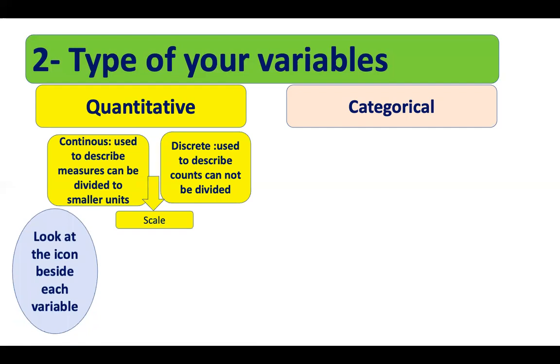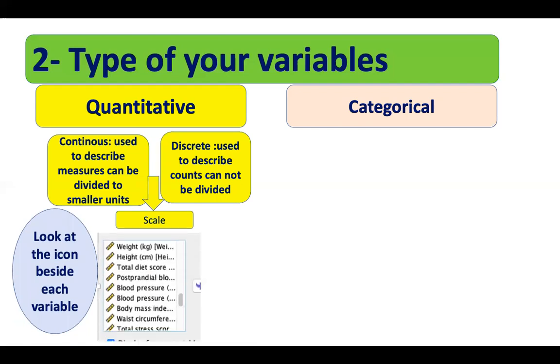Look at the icon beside each variable. If you are using SPSS, when you put your variables, you will find beside the variable that it is a scale, with a ruler like this, the yellow one. This is a ruler. So these variables: weight, height, total diet score, postprandial blood sugar, blood pressure, body mass index, waist circumference, total stress score. All these are scale variables, because they have original numbers, and most of them are continuous variables.